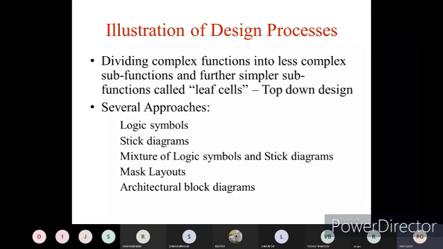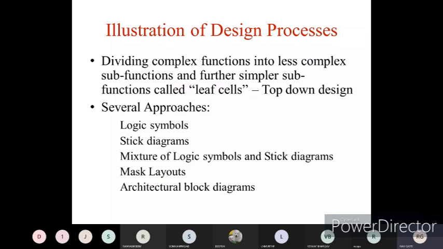Once you design with a logic symbol, the next one is the stick diagram. Before we go for the mask level, it is necessary for us to draw the layered architecture of the circuit. So we are going to use a stick diagram along with the lambda based design rules. With the help of the stick diagram, we can create the mask layouts. Once the mask layout has been defined, then we go for the architectural block.